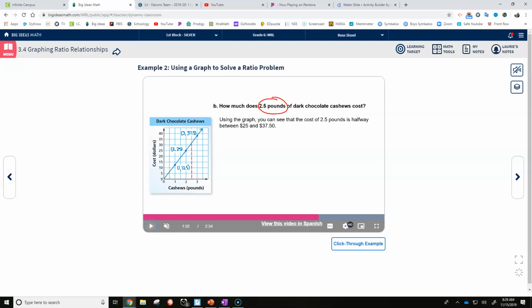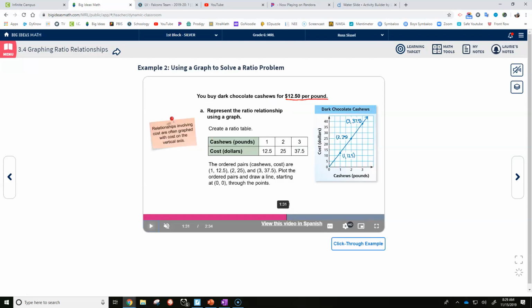What this is saying is, I had to get the backup one. Dark chocolates are $12.50 per pound. Now, this is going to be fun.